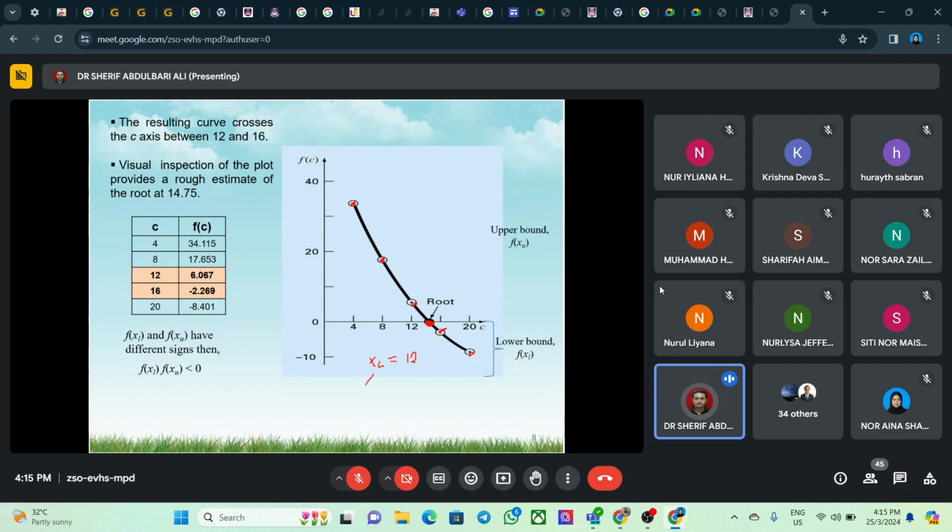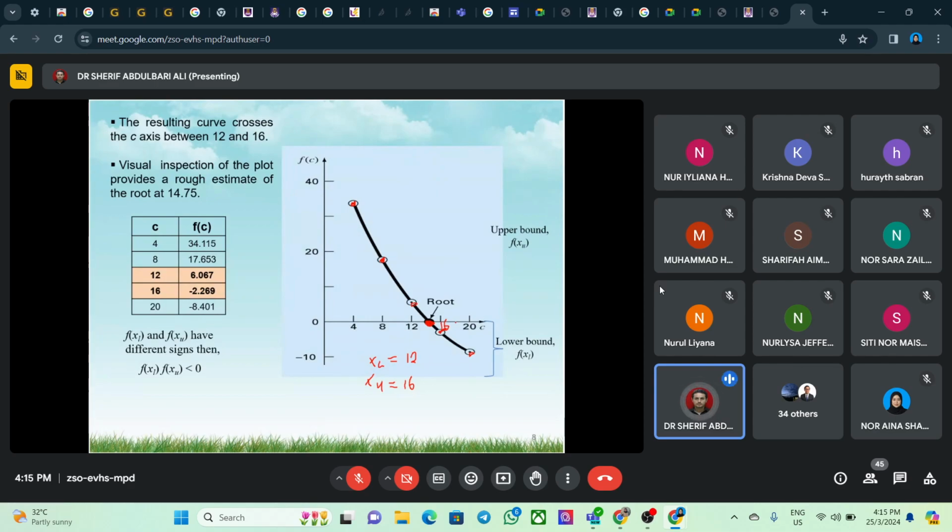And the value of x upper, or the upper bound, is equal to 16. Here, 16. This is the one here, 16. Okay, so if someone now is asking you why you are not trying to find the root between 4 and 8, it cannot be. You have to start from the values of 12 and 16. So it's going to give you the lower bound and the upper bound.